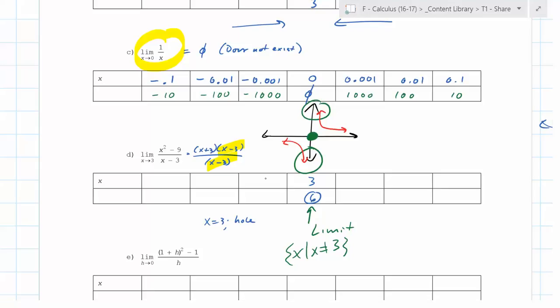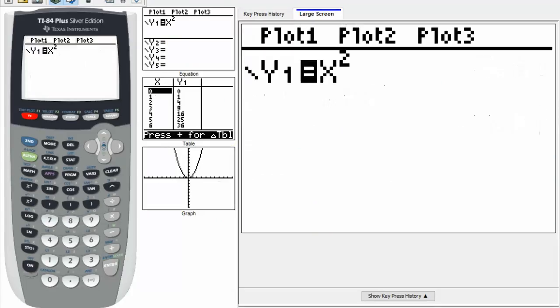But if you wanted to make a table to feel better about the limit, to believe in the limit, you would do 2.999, 2.99, and 2.9, 3.001, 3.01, and 3.1. Now, I said you could do this in a more straightforward manner on your calculator, and this is what it would look like.